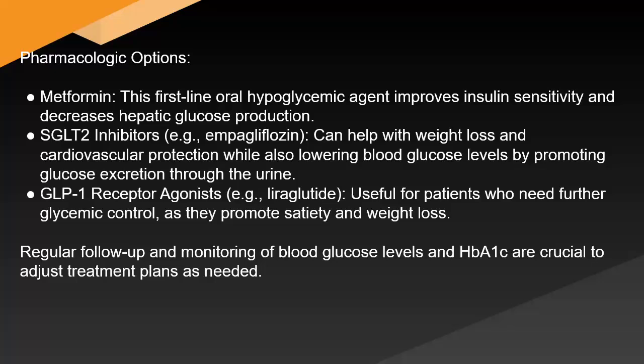Pharmacologic options. Metformin: this first-line oral hypoglycemic agent improves insulin sensitivity and decreases hepatic glucose production. SGLT2 inhibitors, e.g. empagliflozin, can help with weight loss and cardiovascular protection while also lowering blood glucose levels by promoting glucose excretion through the urine. GLP-1 receptor agonists, e.g. liraglutide, are useful for patients who need further glycemic control as they promote satiety and weight loss. Regular follow-up and monitoring of blood glucose levels and HbA1c are crucial to adjust treatment plans as needed.